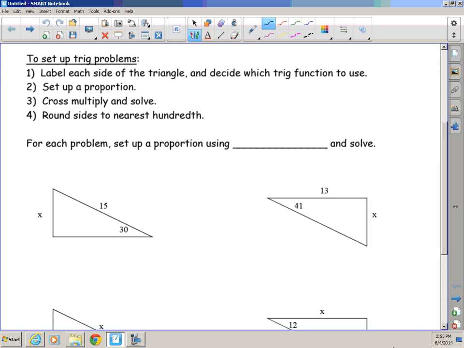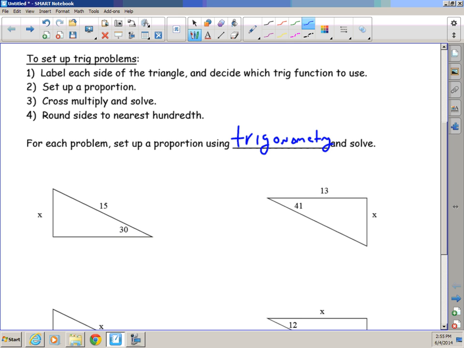We're going to label each side of our triangle using the words opposite, adjacent, or hypotenuse, and that'll help us figure out whether we're going to use sine, cosine, or tangent. We're going to set up a proportion, which is two ratios set equal to each other. Then we're going to cross multiply and divide, and we're going to round, as in this case it says nearest hundredth, tenth, whatever we tell you. When we do this, we're going to be using trigonometry.